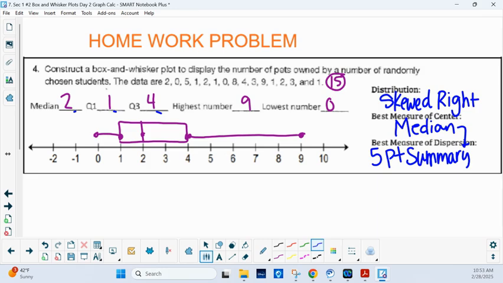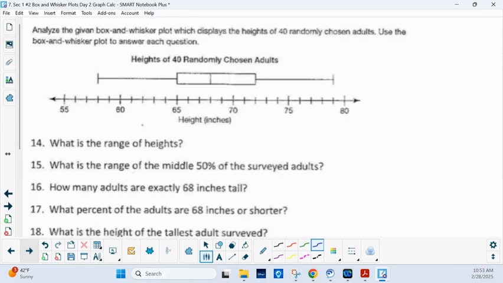That's 1 through 6. Okay, now I know you're in the group, but flip it over to the back. You're going to want to do this one with me. Go to the back. Most of it's pretty straightforward. There's a couple questions here that I get a ton of questions on, so we're just going to talk about it right now. This box and whisker shows the heights of 40 randomly chosen adults. So there it is. What is the range of the heights?